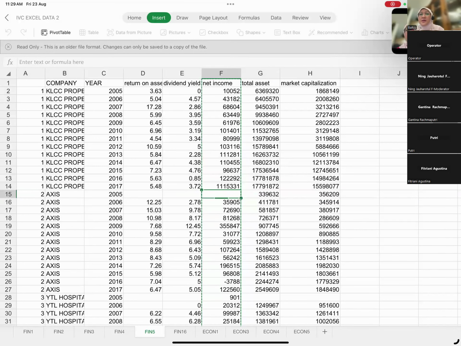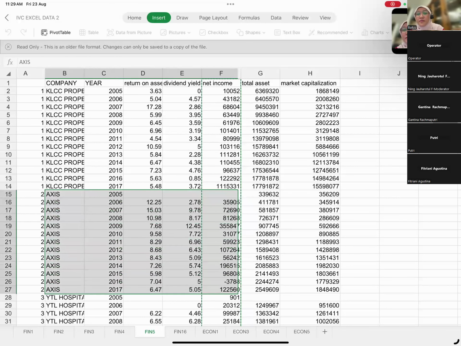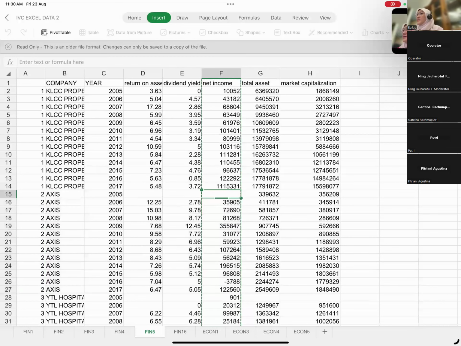For example, net income. For net income, this is axis, isn't it? Axis. Net income data is missing. So find the median for net income for axis. Then you add that median here. Di sini. For dividend yield also missing. What you have to do, find axis, median for dividend yield.